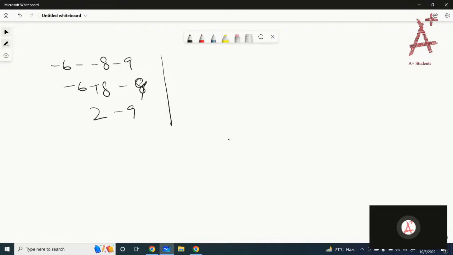Okay, the next one is 2 plus negative 4 minus 1. So subtracting two numbers with opposite sign, answer must have a negative sign, and it would be negative 2 and negative 1 is negative 3. Got it?